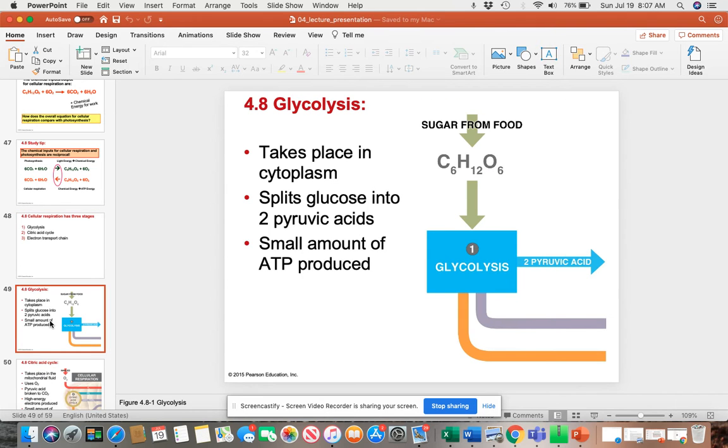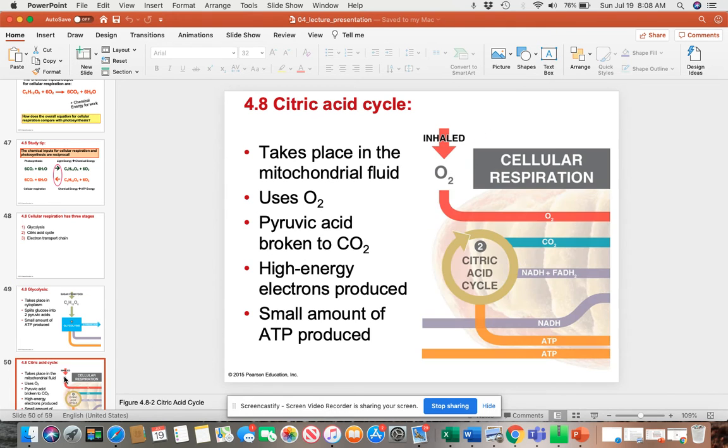So let's take glycolysis. The main ingredient, glucose, and after this process finishes, your end result: two molecules of pyruvic acid, as well as two ATPs. Your second stage, citric acid cycle, here you produce two electron carriers, NADH and FADH2. You also produce two ATPs, and carbon dioxide is produced as well.